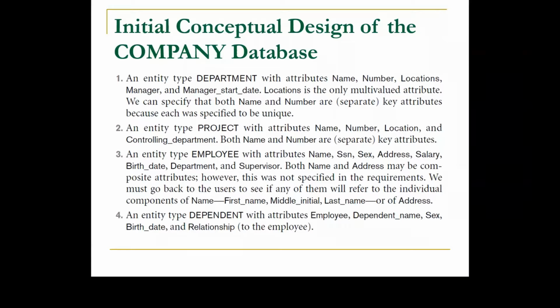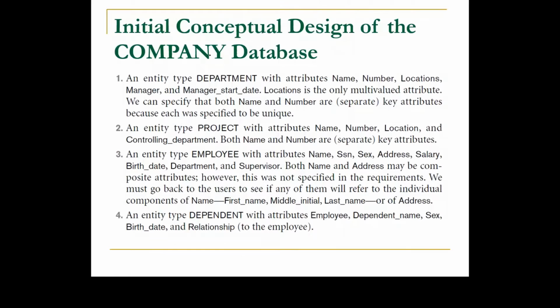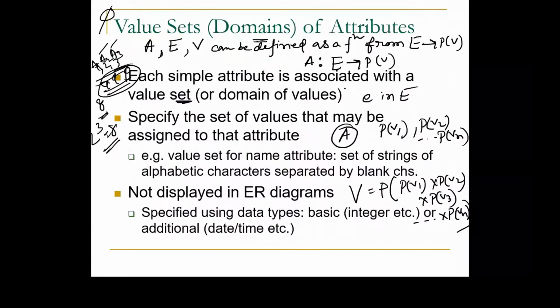So the first one is the department entity type. Department has attributes name, number, location, manager start date. Location is the only multi-valued attribute. So this is the department table, department entity type. Which are the attributes? Name, number, manager start date, and location. One catch here is that location is the multi-valued attribute.